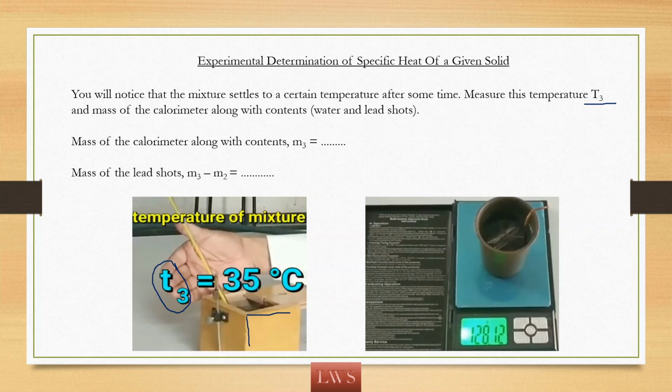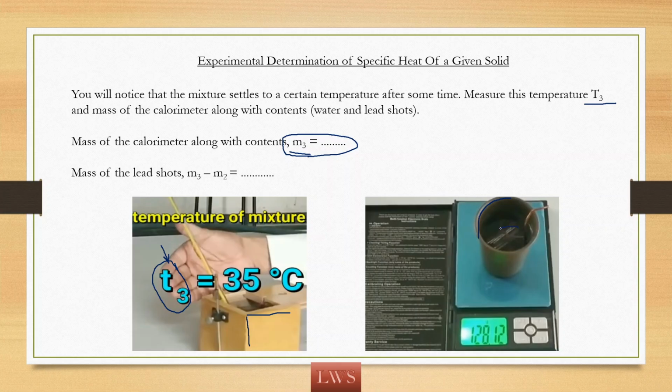In this mixture I have hot lead shards and cool water, so that they settle to a new temperature, T3. Now I want to know the mass of our lead shards. In this container, the calorimeter, water, lead shards and stirrer are there. I am measuring the mass as M3. M3 is the mass of water, calorimeter, stirrer and the lead shards. But I want only the mass of lead shards.